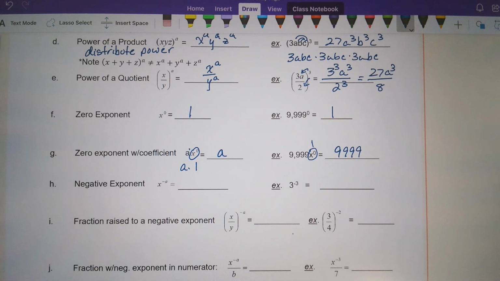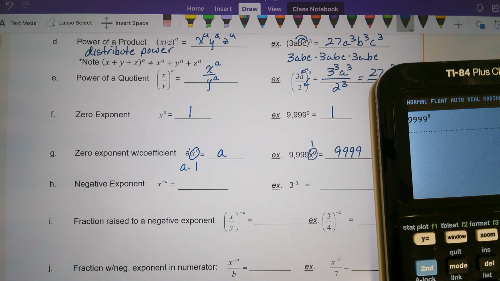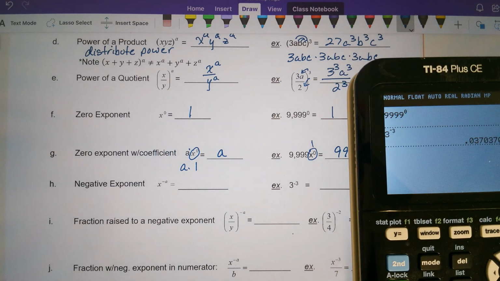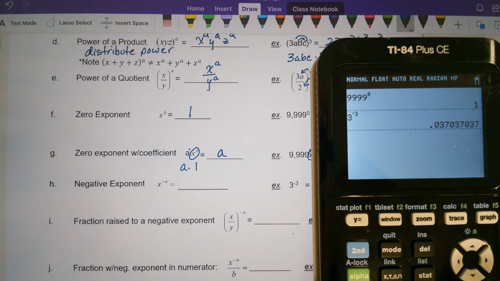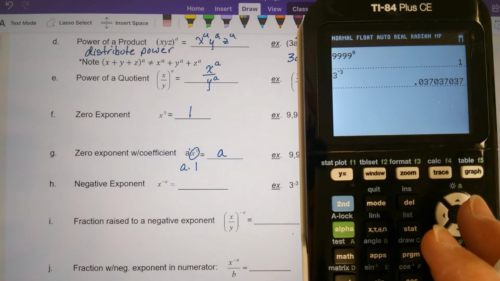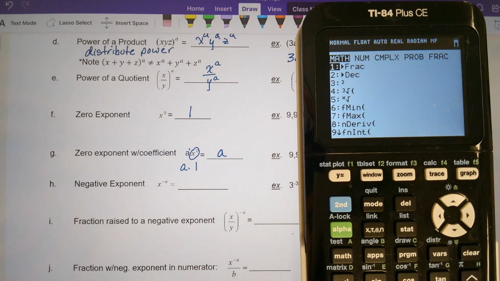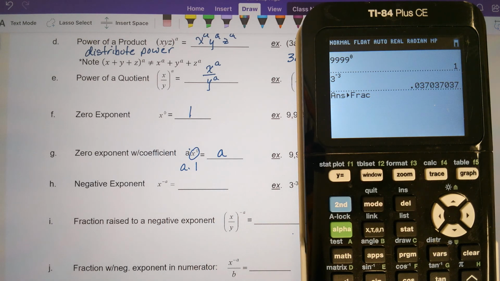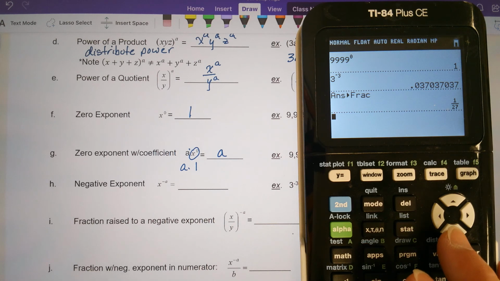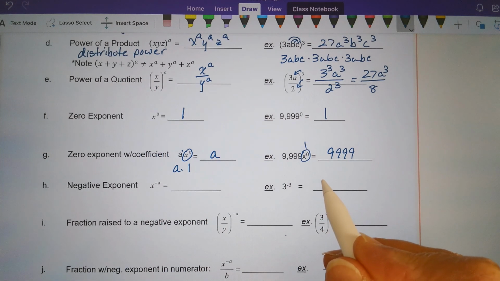What if we have a negative exponent? Let me look at the example. 3 to the negative 3. Well, it gives me this decimal. This is a repeating decimal. So then on the calculator, what I can do is press math. And the first option is fraction. So just press enter and enter again. That's equal to 1/27. So 3 to the negative 3 is equal to 1/27.